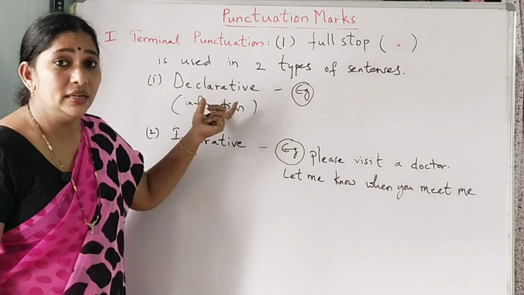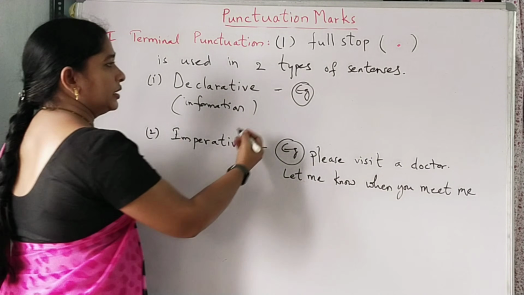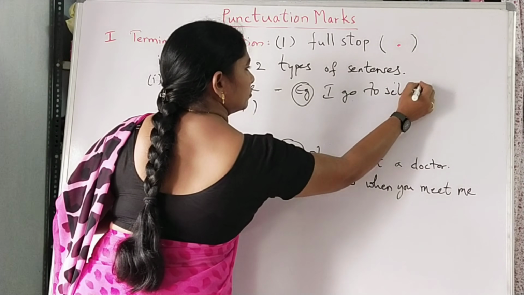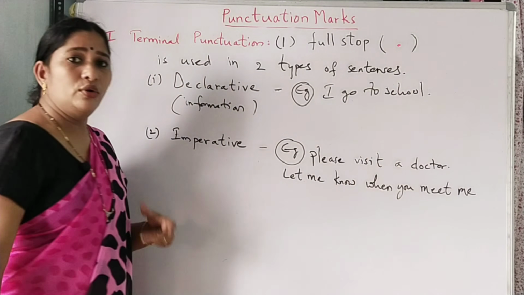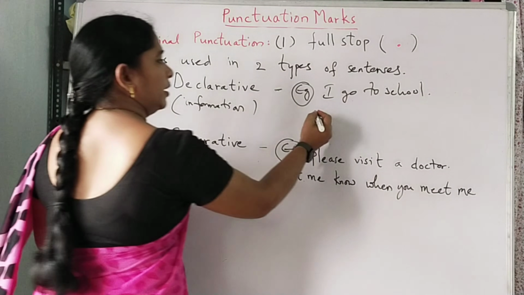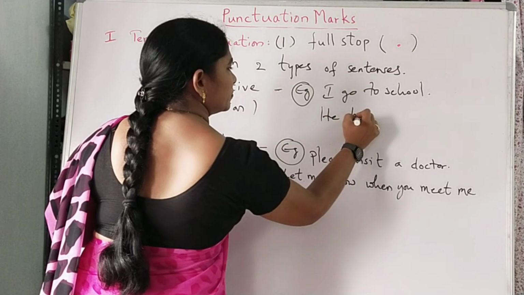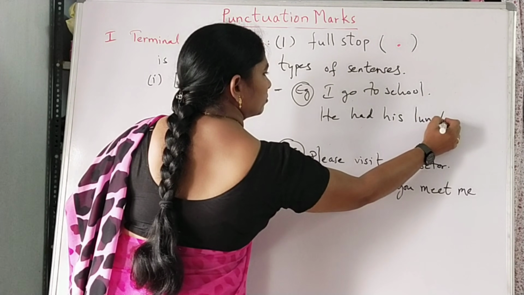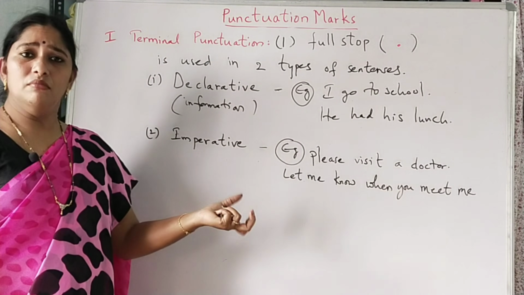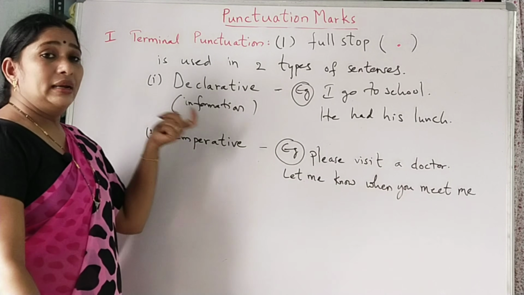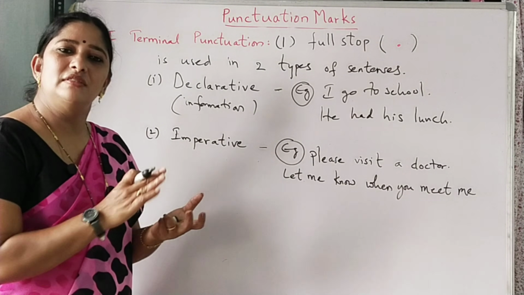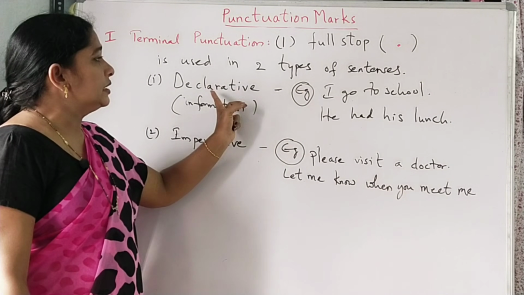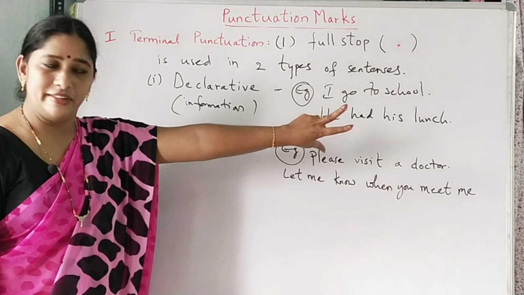Declarative is nothing but giving the information. What examples can we get here? I go to school. At the end we use full stop. I go to school, nenu school ki veltanu. He had his lunch. Atana bhon chesadu. So declarative means just giving the information. It's a statement, just like that. In the declarative sentences we use full stop at the end.